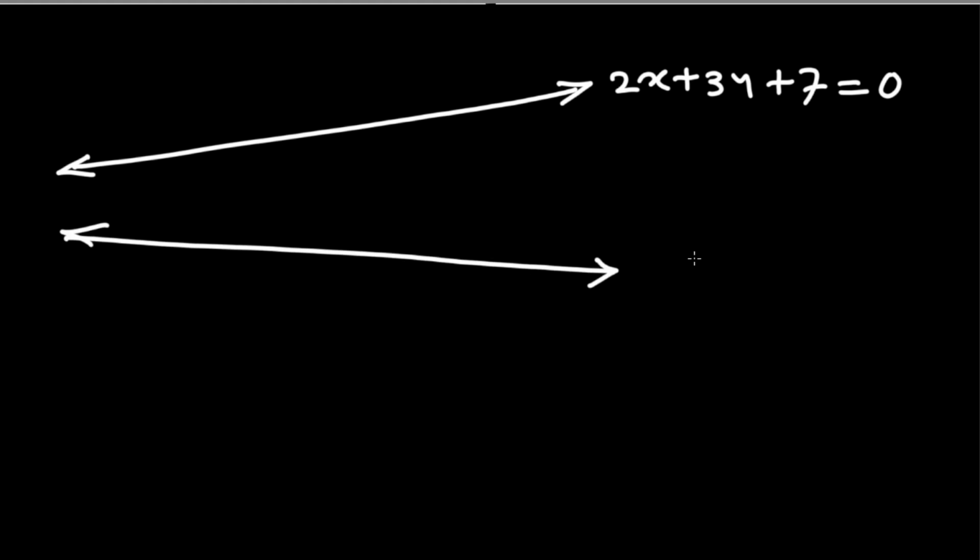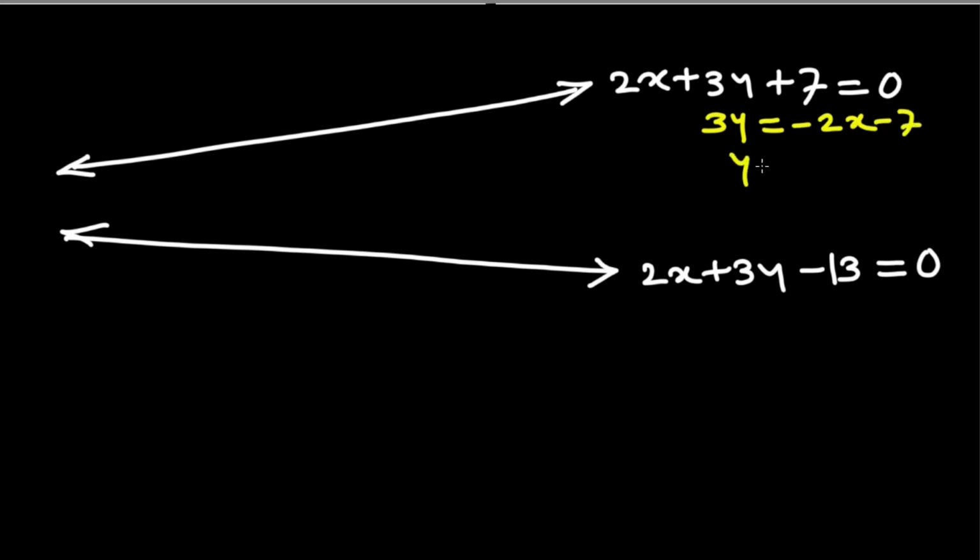We have to show whether the line 2x plus 3y plus 7 equals 0 is parallel to the line 2x plus 3y minus 13 equals 0. We know that when two lines are parallel, their slopes are equal. So let us find the slope of 2x plus 3y plus 7 equals 0. It will be 3y equals minus 2x minus 7, y equals minus 2 by 3 x minus 7 by 3. So the slope of this line is minus 2 by 3. We name it m1.